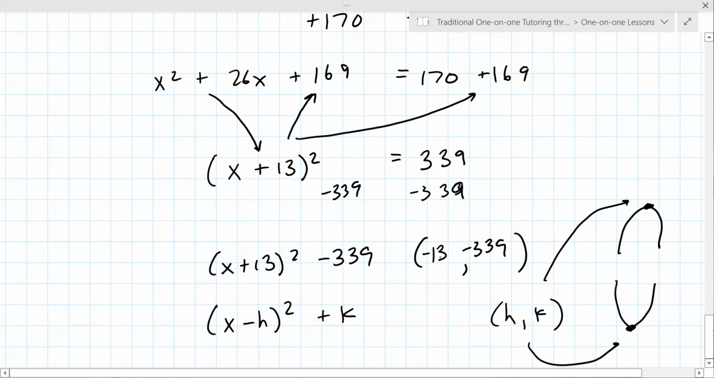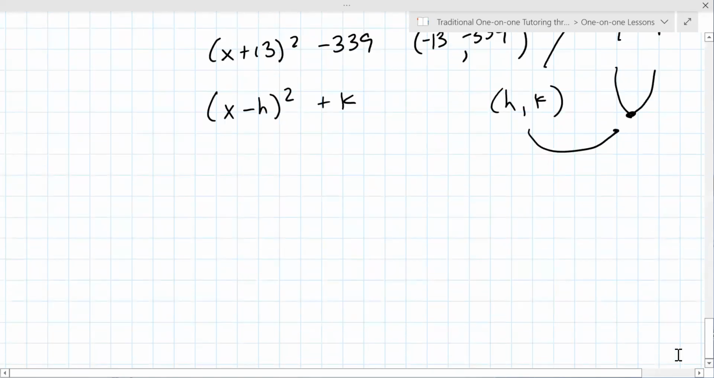Okay. You've got to somehow remember this rule. It's opposite in sign. Okay, let's do another one here.